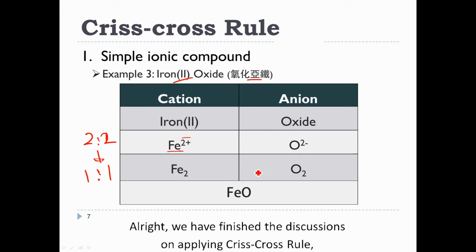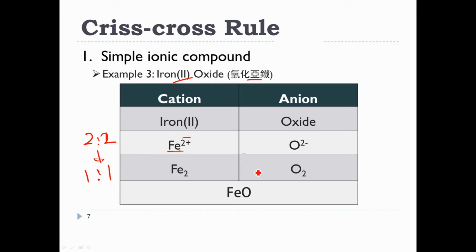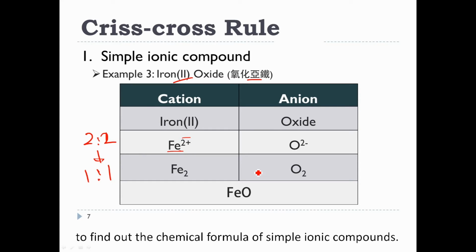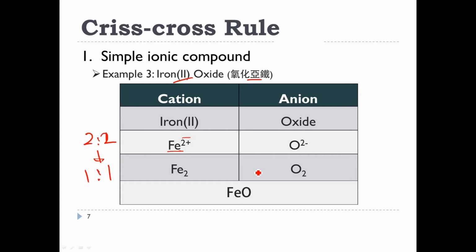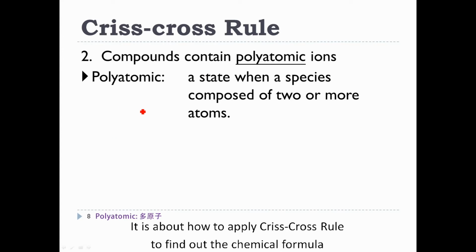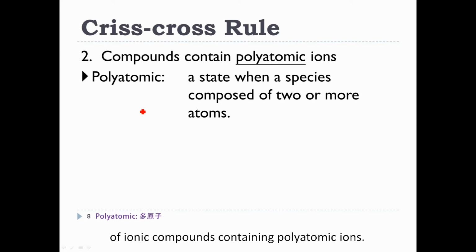Alright, we have finished the discussions on applying the criss-cross rule to find out the chemical formula of simple ionic compounds. Here we come to the second part of this video. It is about how to apply the criss-cross rule to find out the chemical formula of ionic compounds containing polyatomic ions. Let's have a brief review on polyatomic ions.